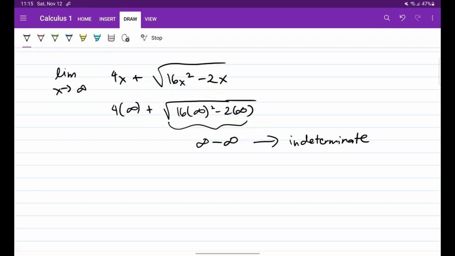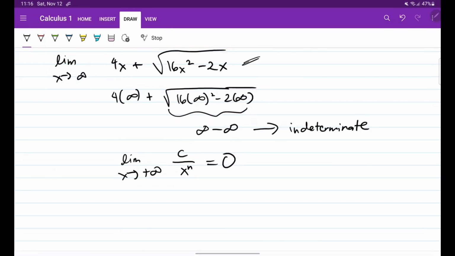Right? So what we can do is to use the idea that the limit as x approaches positive infinity of c over x to the n is equal to 0. Okay, so how do we do that with this example? Okay, so what we can do is to try and factor out x. Okay, so how do we do that? So the limit as x approaches infinity of 4x plus x square root of 16 minus 2 over x.